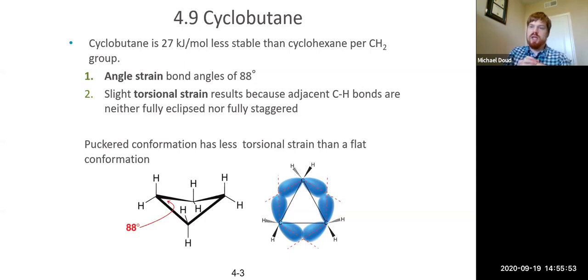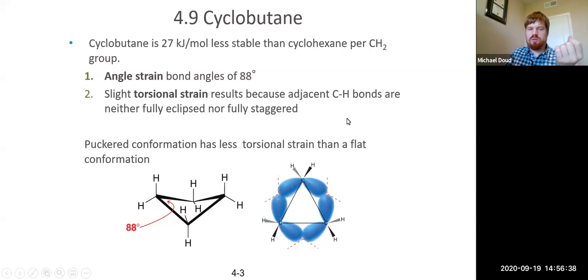But with cyclobutane, there is a little bit of give. What happens is rather than a square, you get this puckered conformation, as we say. So it goes from a flat square to a puckered form, and this changes the bond angles to 88 degrees. So there is quite a bit of angle strain, but because of this puckering, you can actually reduce the amount of torsional strain. No longer do you have a direct eclipse like you would in a fully flat square conformation.